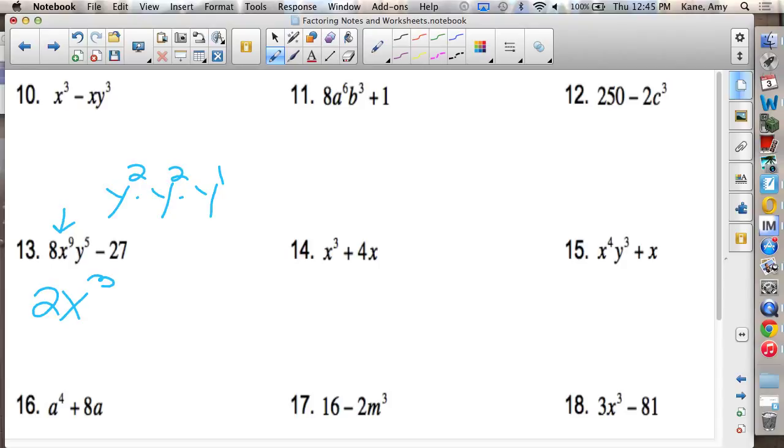If this was y to the 6th, then it would work. If it's y to the 9th, it would work. If it's y to the 12th, it would work. Essentially, it needs to be divisible by 3 for it to work.